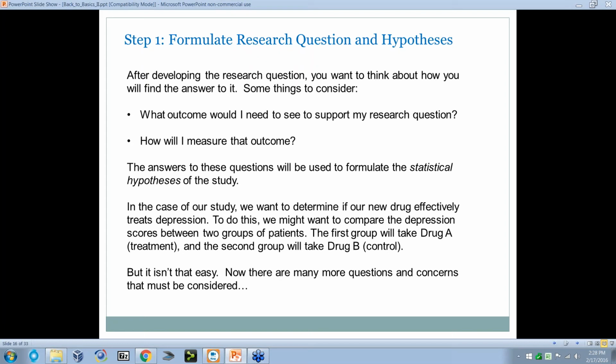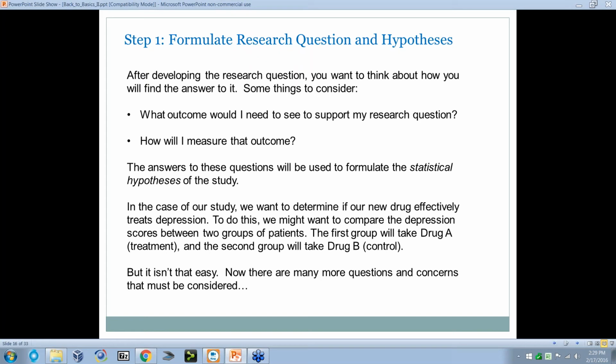All right, so after we develop our research question, we want to think about how we're going to find the answer to it. This is where we really need to start thinking about it. Some things to consider: what outcome would I need to see to support my research question, and how will I measure it? The answers to these questions will be used to formulate your statistical hypotheses. You have a null hypothesis and an alternative hypothesis.